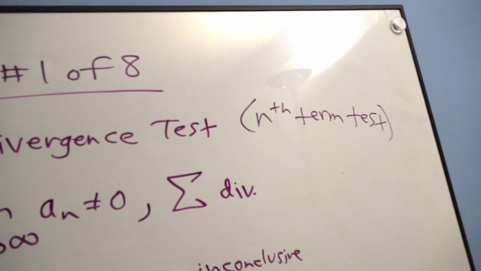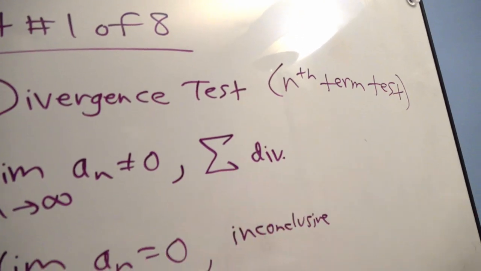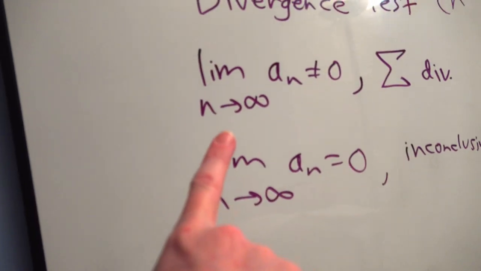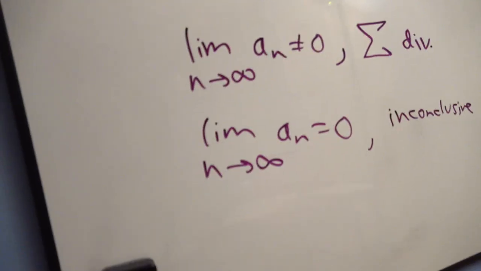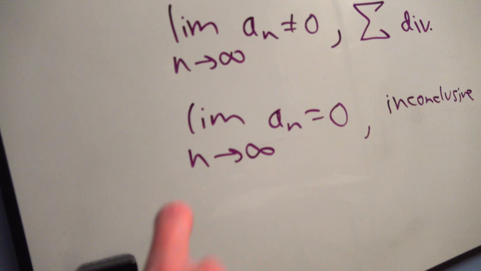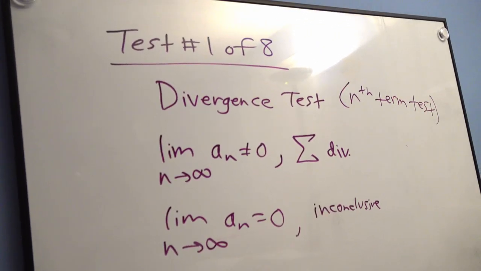Some people call it the nth term test. I don't prefer that, but you're basically assessing the nth term way down the line to see what happens to it, okay? So, conclusion, if the limit is not zero, you can say that it is divergent. The series is divergent. And if the limit is zero, then it is inconclusive, and you simply let n go to infinity, all right? And that is test number 1, and that is where you will always start all of these problems.